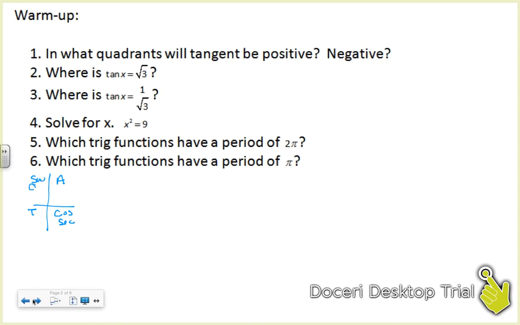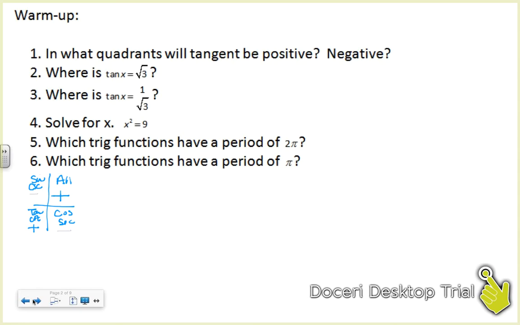Sine and cosecant are positive in the second. Tangent and cotangent are positive in the third. And all of them are positive in the first. So tangent would be positive in the first quadrant and the third, and it would be negative in the second quadrant and the fourth quadrant.